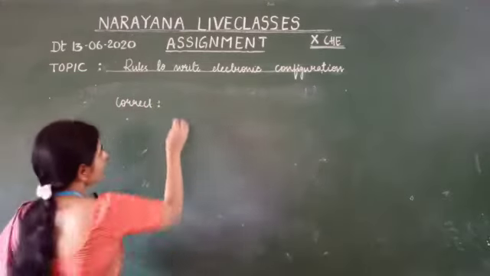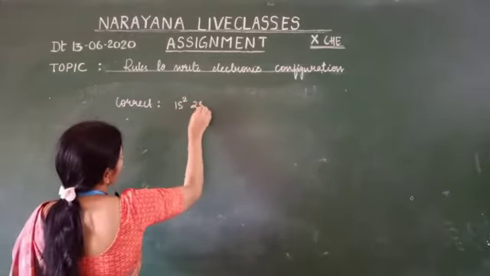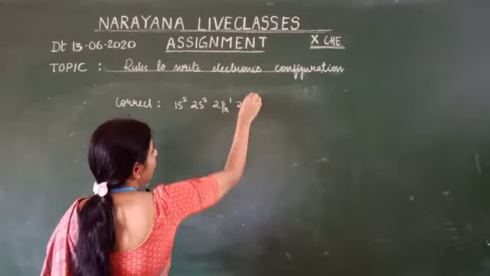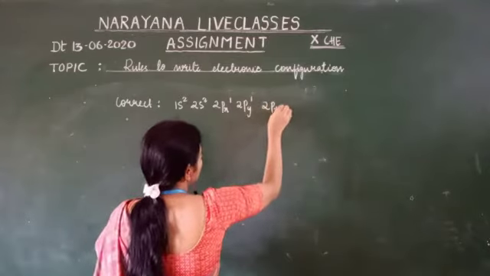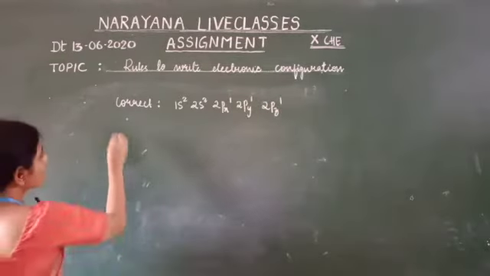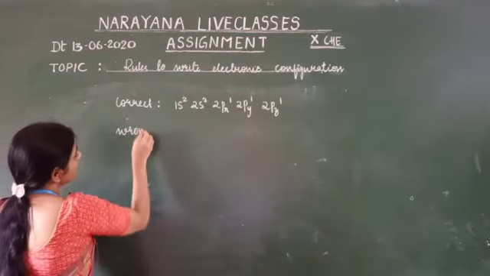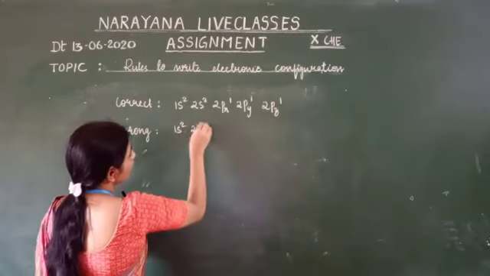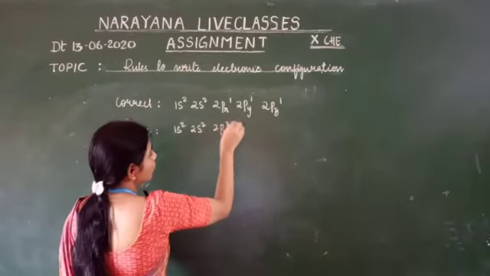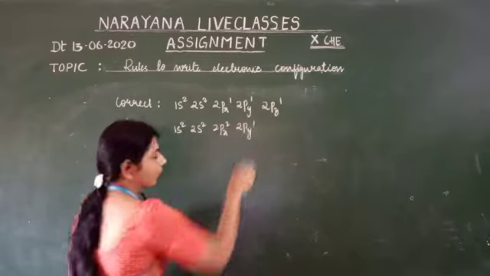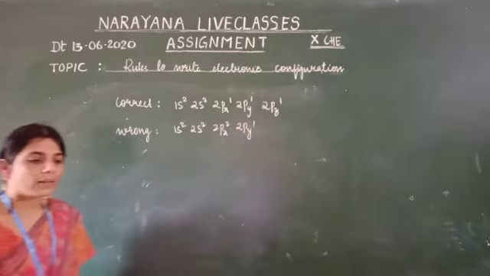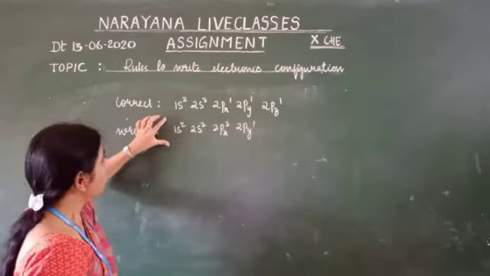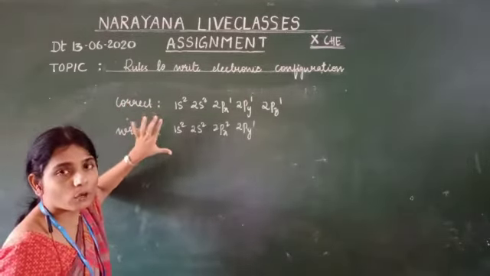The correct one is given as 1s2, 2s2, 2px1, 2py1 and 2pz1. And the wrong configuration, he himself is telling, is not this configuration: 1s2, 2s2, 2px2 and 2py1. So he is asking the reason here, why this atomic configuration is correct and why this atomic configuration is not correct.